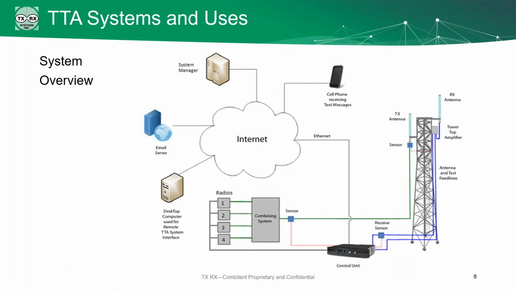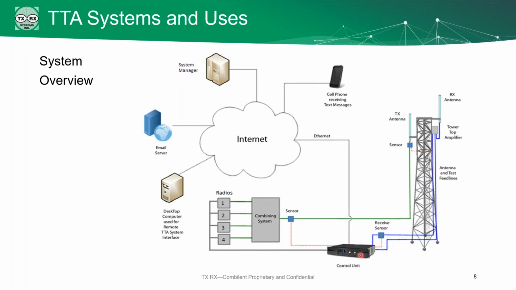So let's take a look at what the system actually looks like. And here we've got a diagram showing all the different components. We have our receive antenna, and that hands off the signal to a tower top amplifier. This is the box that we mentioned on top of the tower. Comes down through the line to the control unit, and the control unit then divides it up and hands off all of your signal to your radios. Radios hand it back to the combining system, back out through the Tx/Rx antenna.